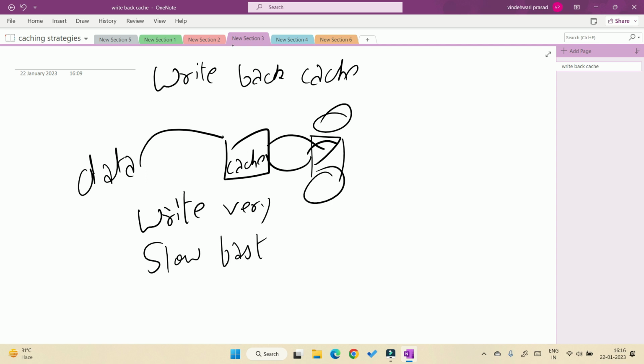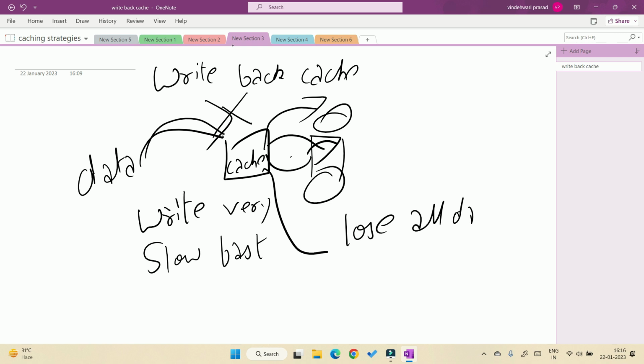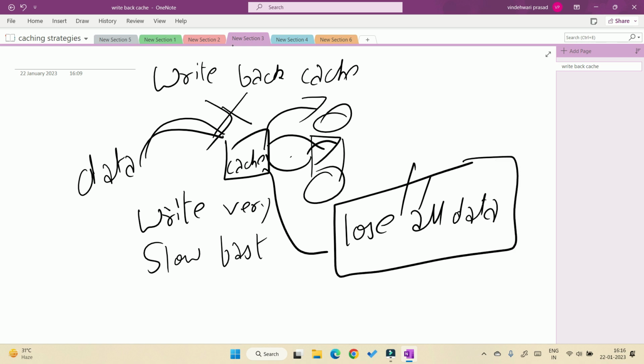But here the biggest disadvantage is this: suppose you write some detail in the cache, and before this detail gets updated in the database, your cache memory gets suspended, or any error or problem happens in your cache. What will happen? You lose all the data which was recently updated. So data loss is a big problem here. I hope you understand the three different strategies.